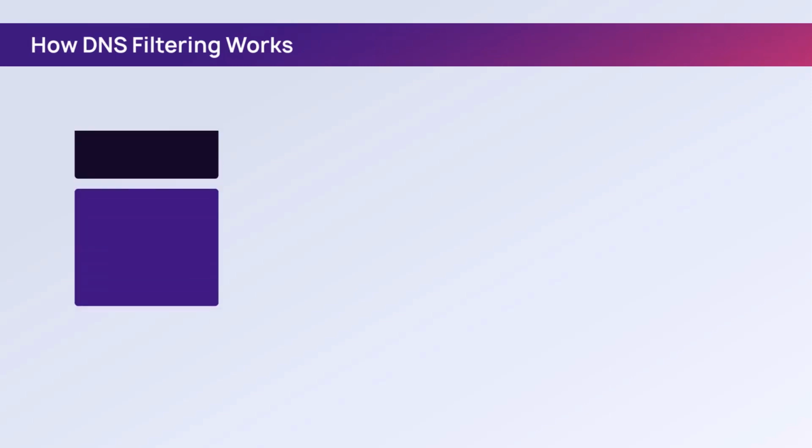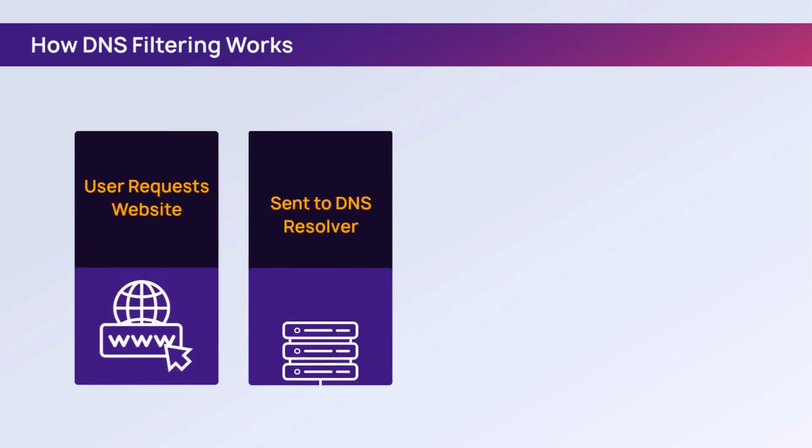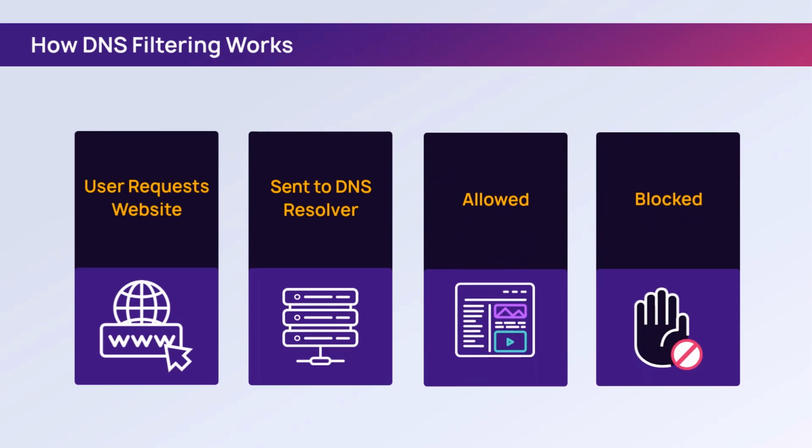DNS filtering responds when a user requests a website. The request is forwarded to DNS Resolver. The request is checked against known threats, domain analysis results, and device policies. DNS Resolver determines if the site is allowed or blocked. If it is allowed, the user is directed to the site they requested. If it is blocked, the user is redirected to a block page.